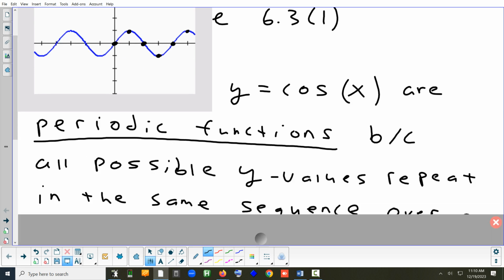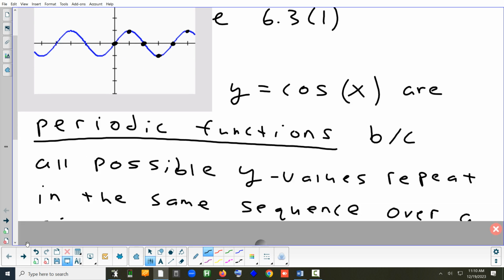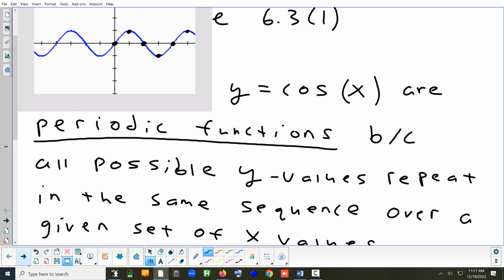So what makes something periodic is that all the different y values keep repeating in the same sequence. And it's that sequence I just told you: 1, 0, negative 1, 0. And there's other values in between that keep repeating as well. I just named the highest, the lowest, and the one in the middle. And they keep repeating over a given set of x values.